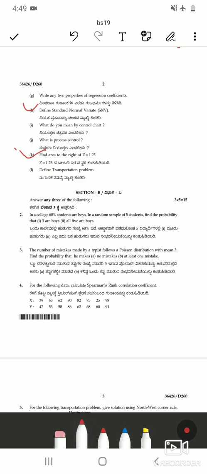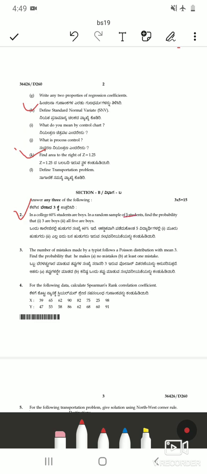Coming to section B, the question is, in a college 60% of students are boys. In a random sample of 5 students, find the probability that 3 are boys and all 5 are boys. They have not mentioned whether it is a binomial, normal or Poisson distribution, but from the question it is very clear it is a binomial distribution.